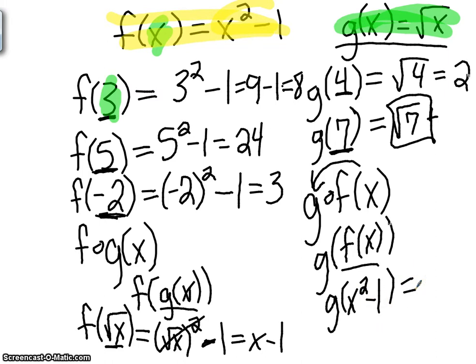Now whatever's in the parentheses, it doesn't matter what it is, has to get plugged into that equation. So this time I'm plugging in x squared minus 1 into my square root equation. And so I've got the square root of x squared minus 1. At this point I can't really simplify it, so this is a finished example. This is a finished problem.